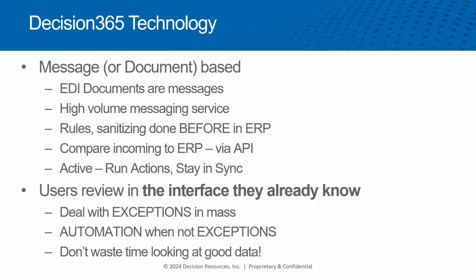We can compare incoming to ERP, so we can look at the price that Sightline has and look at the price that is coming in and warn you with colors, or just flat out keep it out because it's too far off. We have tolerances and things like that. And then, as I mentioned, we're active. So you can run actions, you can stay in sync. We'll go back and we'll see that what went on in Sightline also is going to be reflected.